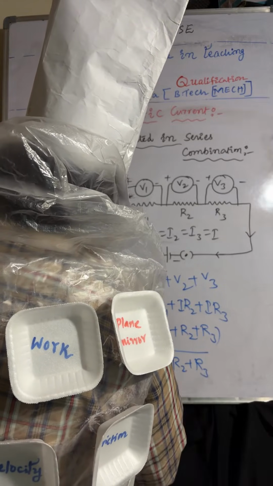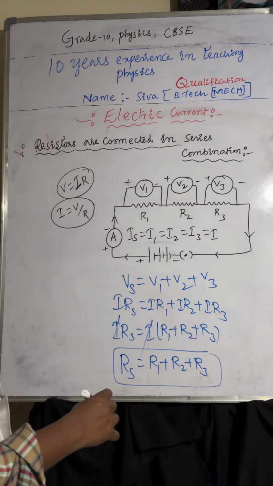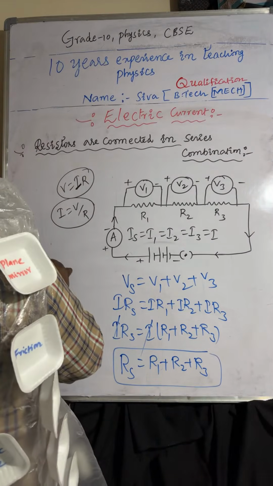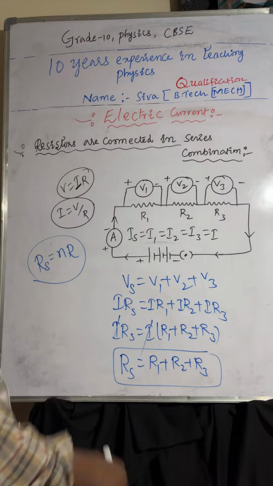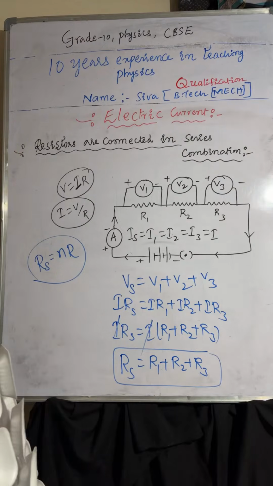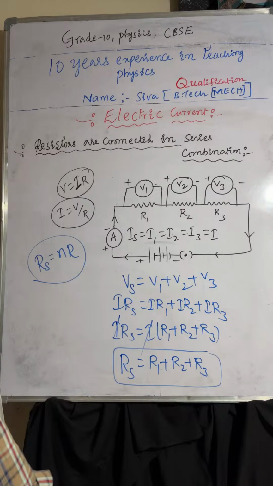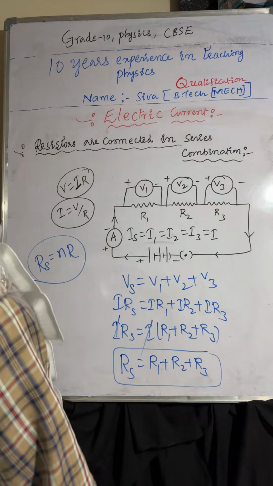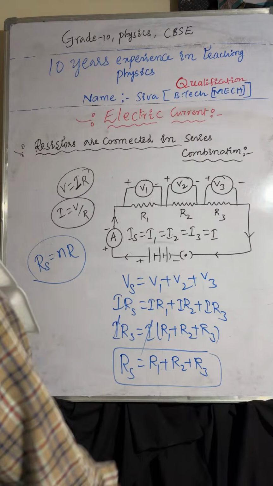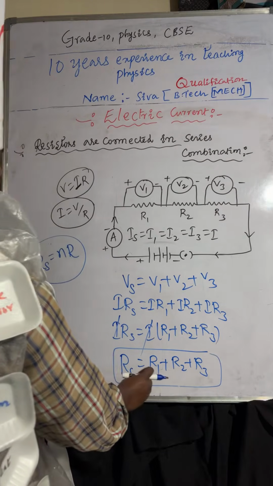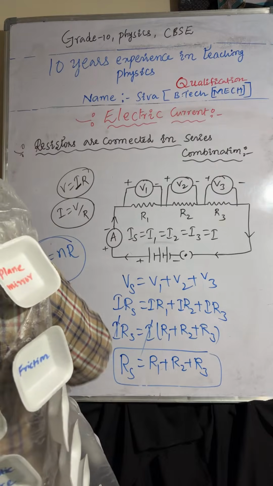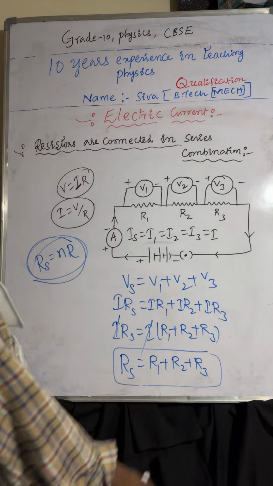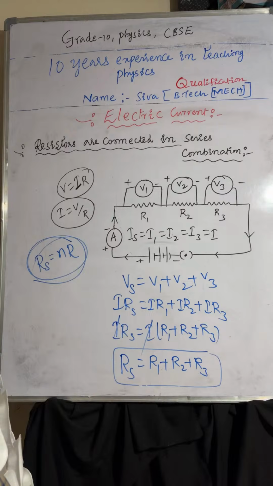See, if n number of resistors are connected in series combination, Rs equal to nR. Understood or not? So this is the formula. If n number of resistors are connected in series combination, Rs equal to R1 plus R2 plus R3 and so on. I hope it is very clear.